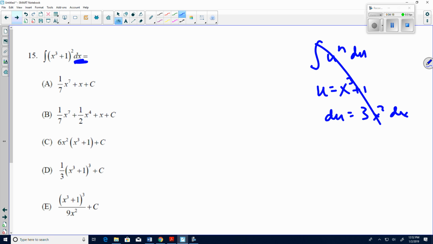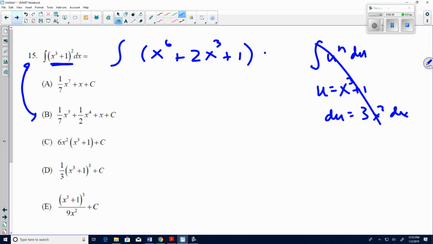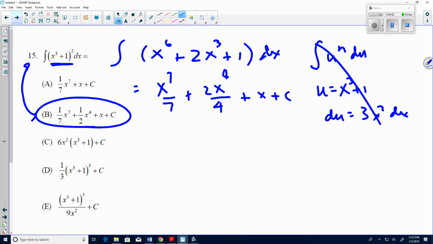If we look at some of the choices, we might suspect that we have to do some algebra. Sure enough, this is going to be the right answer. We have to expand the x cubed plus 1 squared. So x to the 6th plus 2x cubed plus 1. We know how to expand a binomial pretty easily and then integrate term by term. So x to the 7th over 7 plus x to the 4th over 2 plus x plus c is the answer. There it is. A little bit of algebra before the calculus.